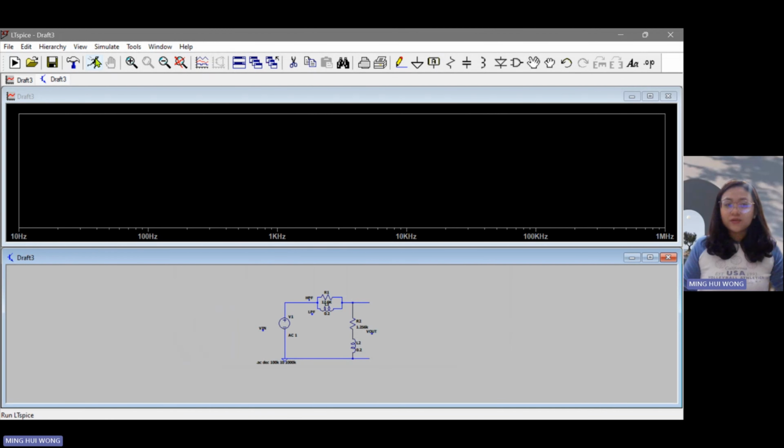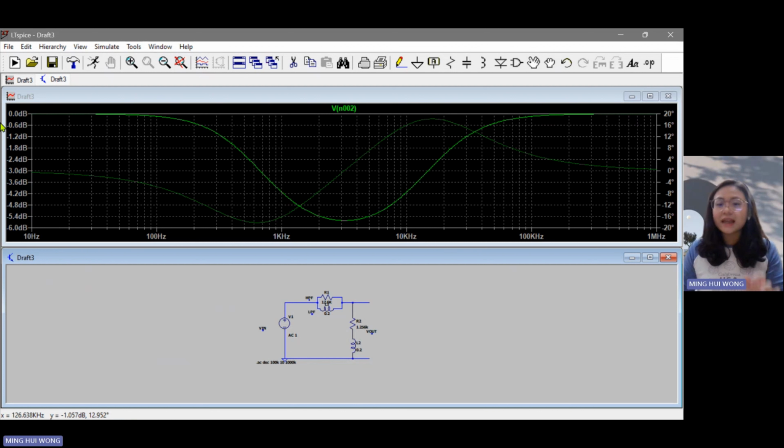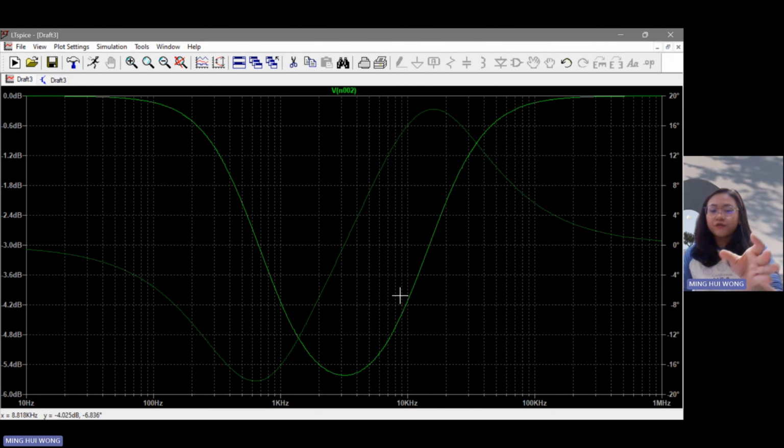Now we try to run this circuit. We successfully get the graph, and the shape of the graph is the same as the question given. Here I just enlarge it. The bandstop is around 1 kHz and 10 kHz, and the bandwidth also agrees with the question given.